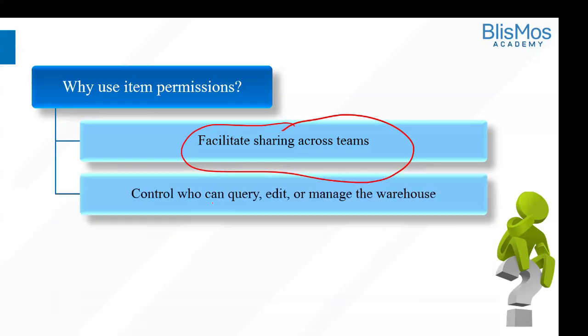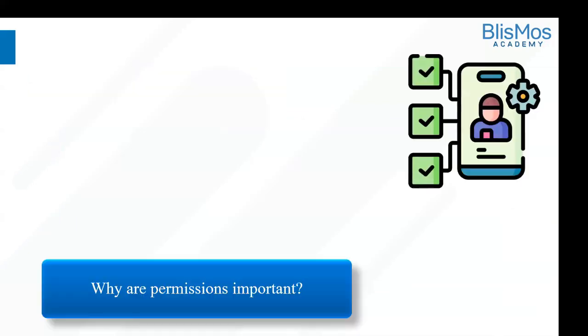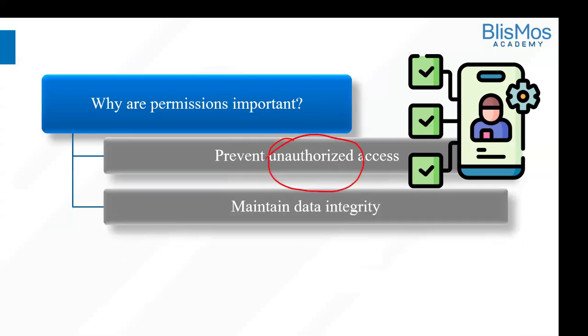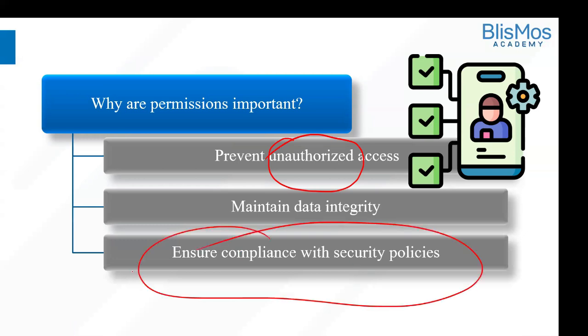Okay. And who can query, edit, and manage our warehouse? Okay. We can control that, which is very, very important. Okay. And also improve the security downstream of the usage. When we send the data to other downstreams, we can improve the security there. And also, we have the permissions. When I say permissions, if you give proper permissions, any unauthorized access will be prevented. Okay. And it maintains the data integrity. That means whatever data is there, it is apt, correct, and trustable. Okay. And then it will ensure the compliance with the security policies. For all these things, item permissions are important.